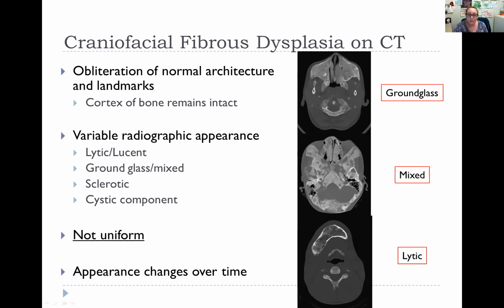And basically, I put this here because the appearance of fibrous dysplasia tends to change over time, with younger people showing more of the ground glass appearance, and then, as one gets older, developing a little bit more heterogeneity of the bone. And you can also develop more sclerotic or more dense areas, more cystic components, etc.